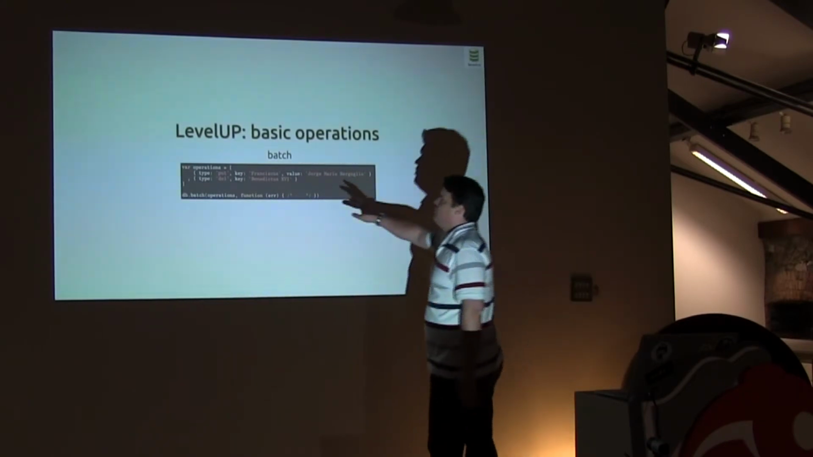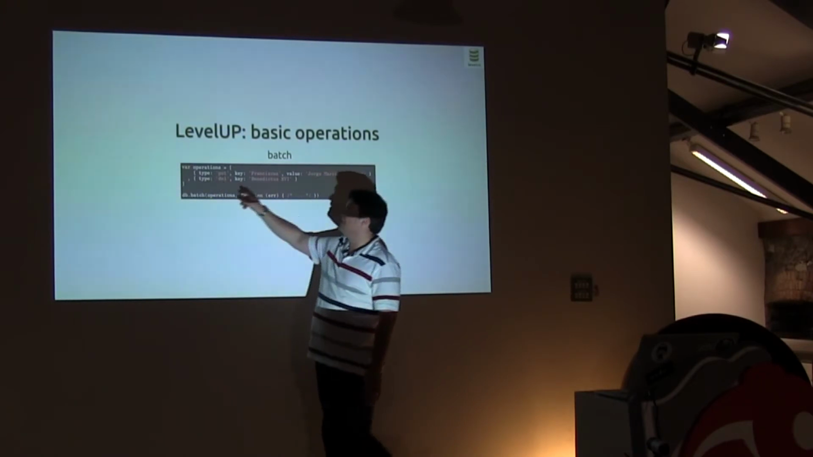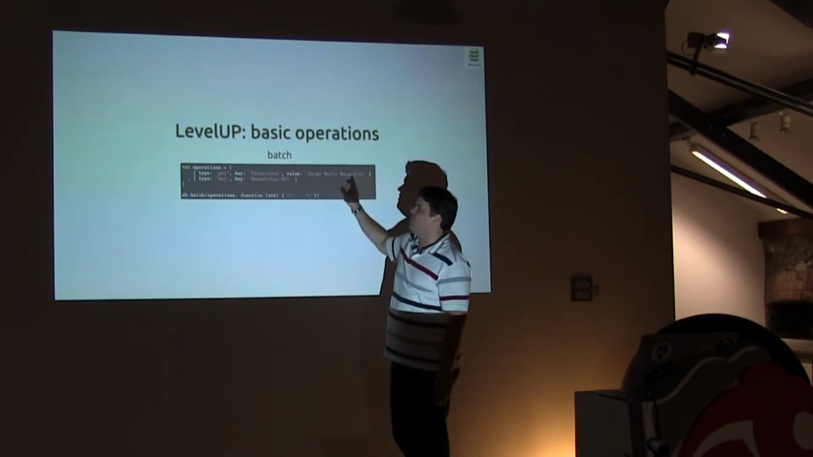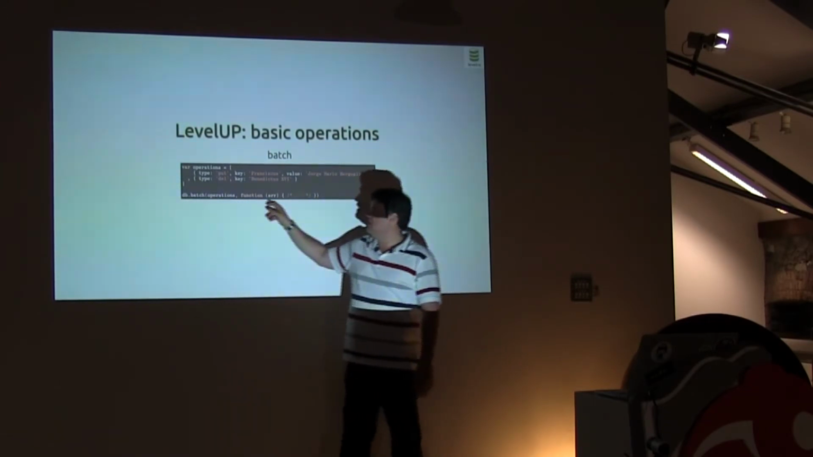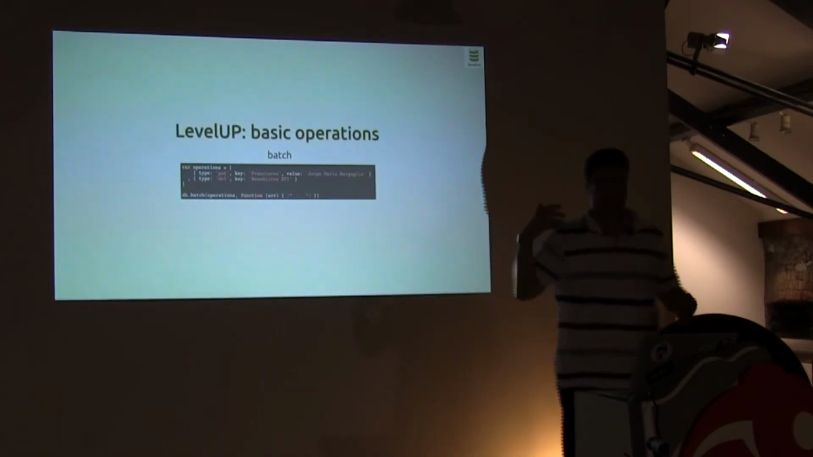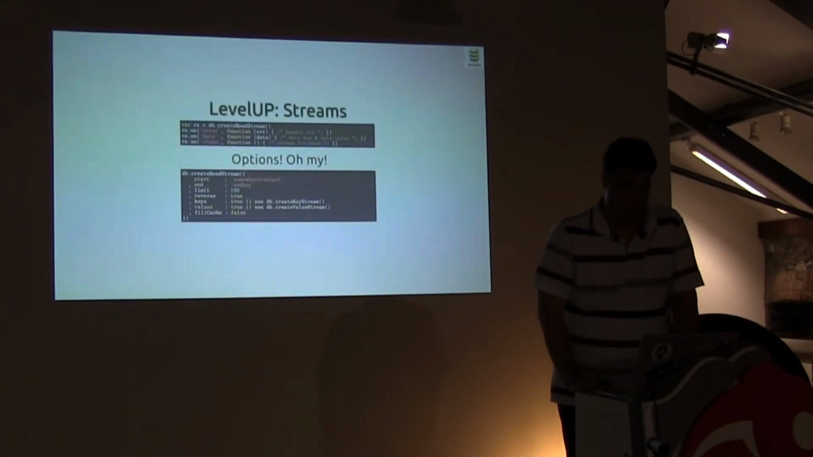Oh, and batch operations. At the moment they're just an array. We say type of operation is either put or delete, and then you've got your key, and for put operations you've got a value. Then you just give it to LevelUp batch, and the callback will come back when that's done. And when you've got your callback back, then it is all done in one go.